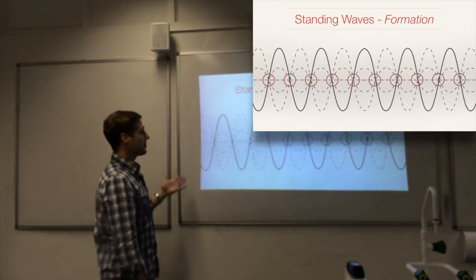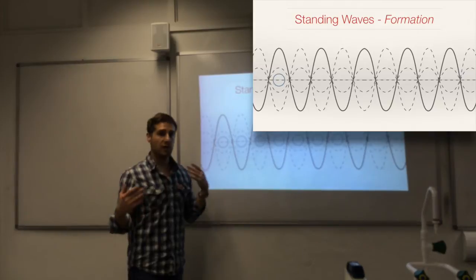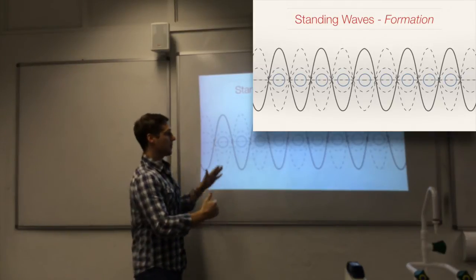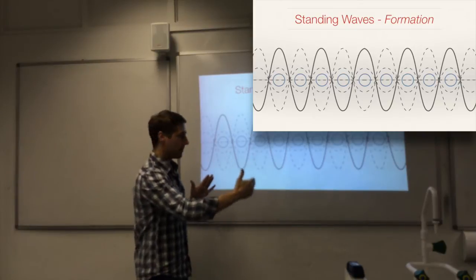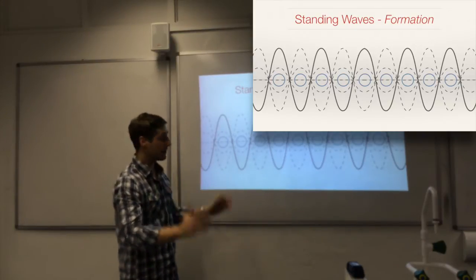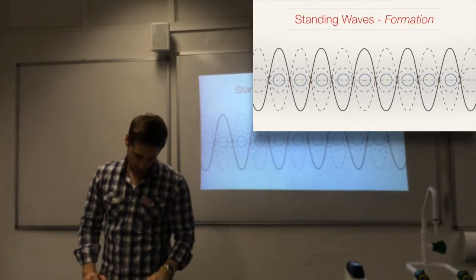Midway between those successive nodes, you have antinodes. Now, when you have standing waveforms, you never have two antinodes next to each other without a node in the middle. So you always have antinode, node, antinode, node. It's impossible to have a standing wave with antinodes next to each other or nodes next to each other. So those positions, we have maximum amplitude at those positions.